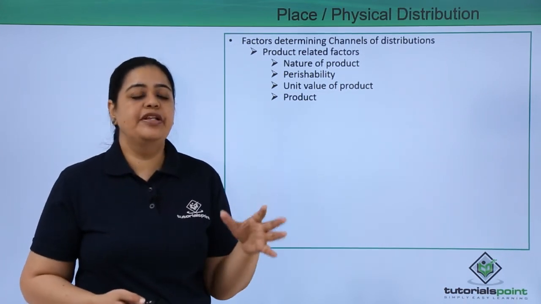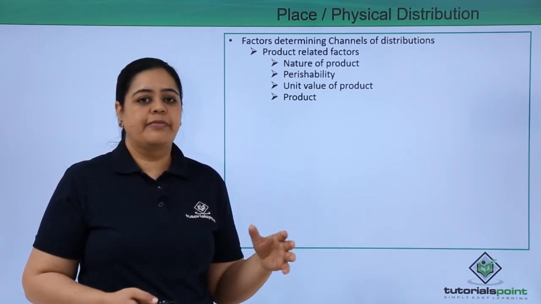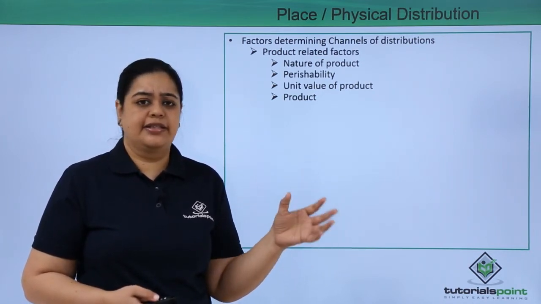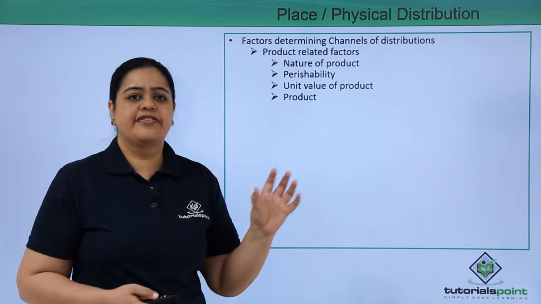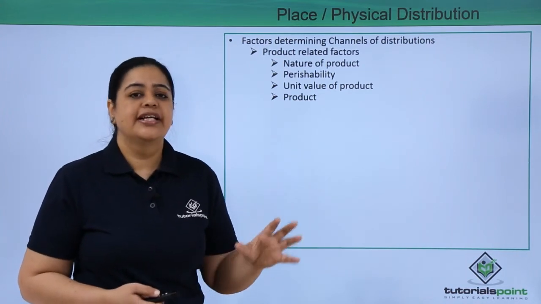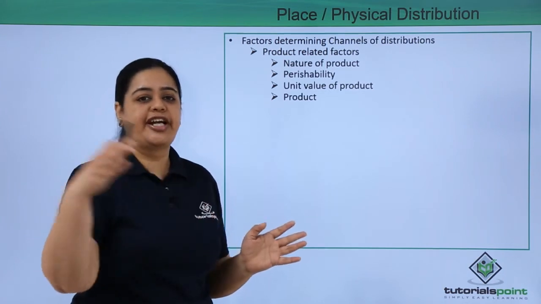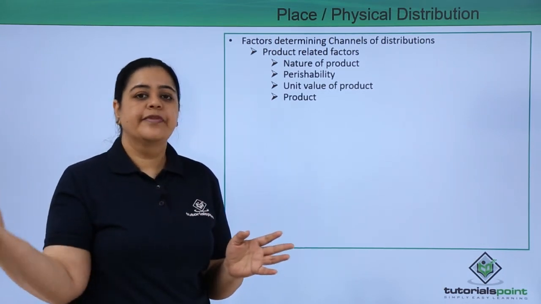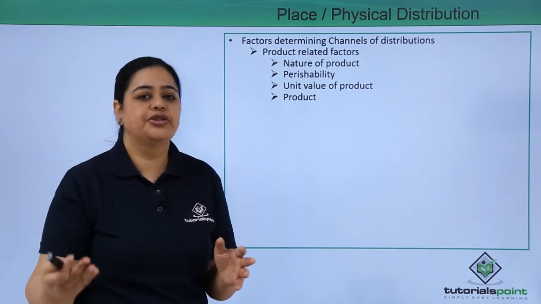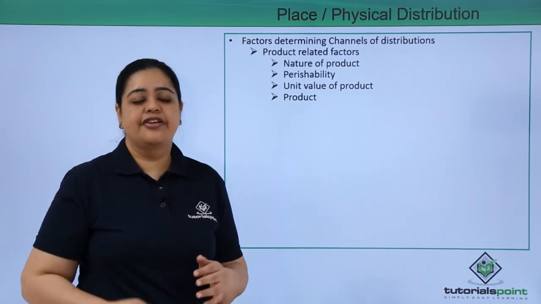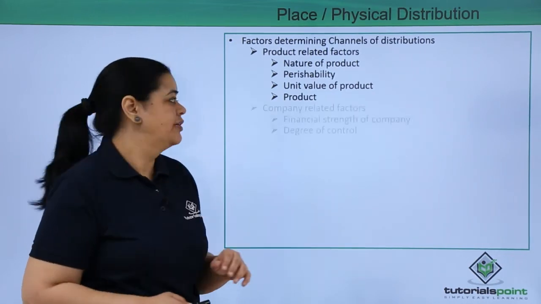Okay, what is the product itself? For example, if I'm selling washing powder, dishwash bars, all these consumer goods, then I can have a larger channel of distribution because I need to reach a wide population. But compared to that, if I'm selling jewelry, then obviously the channel of distribution would be small.